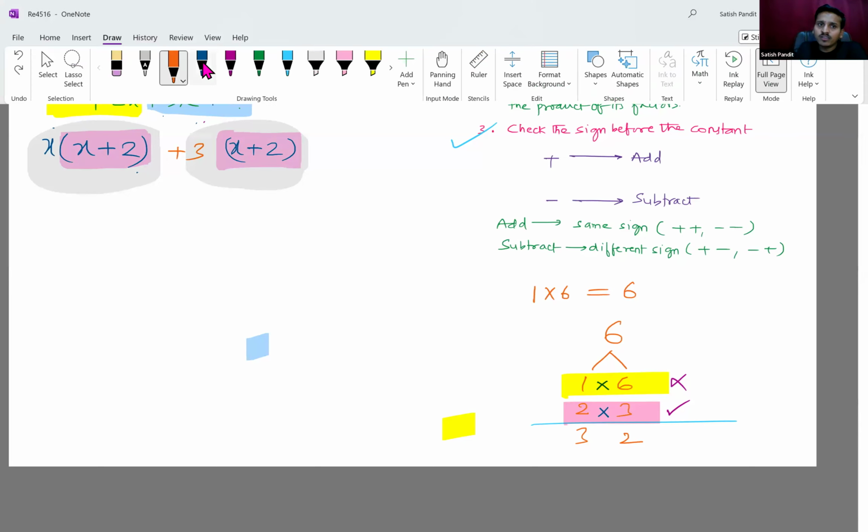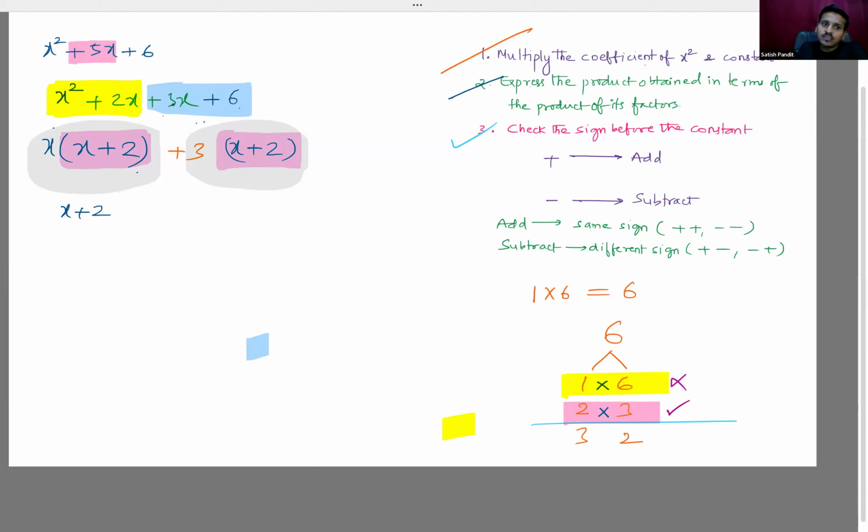X plus 2 is common, so I'll take that. See, if you take x plus 2 common, what is left? x will be left. And if you take x plus 2 common, 3 will be left, plus 3. That means we have factorized. We have factorized x square plus 5x plus 6 as what? As x plus 2 into x plus 3.